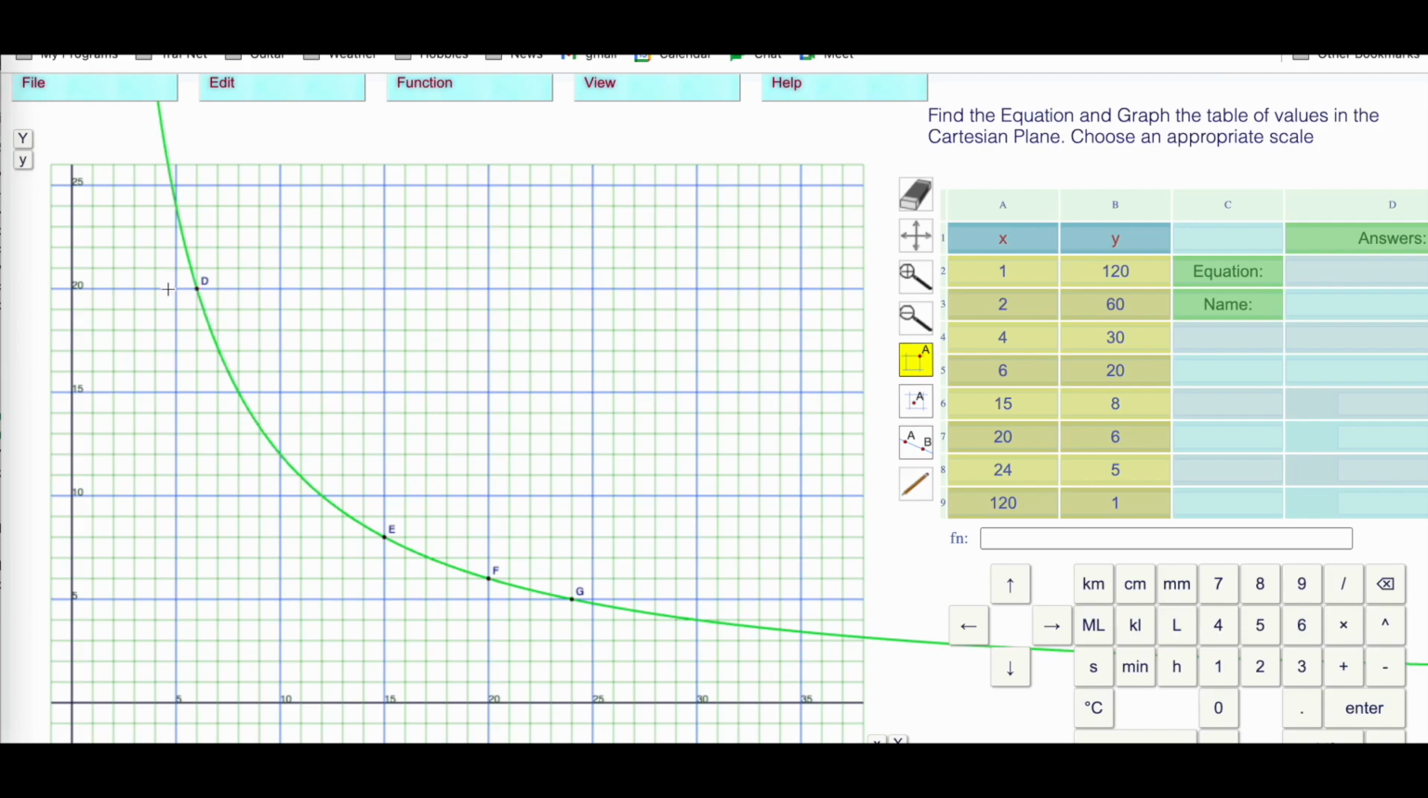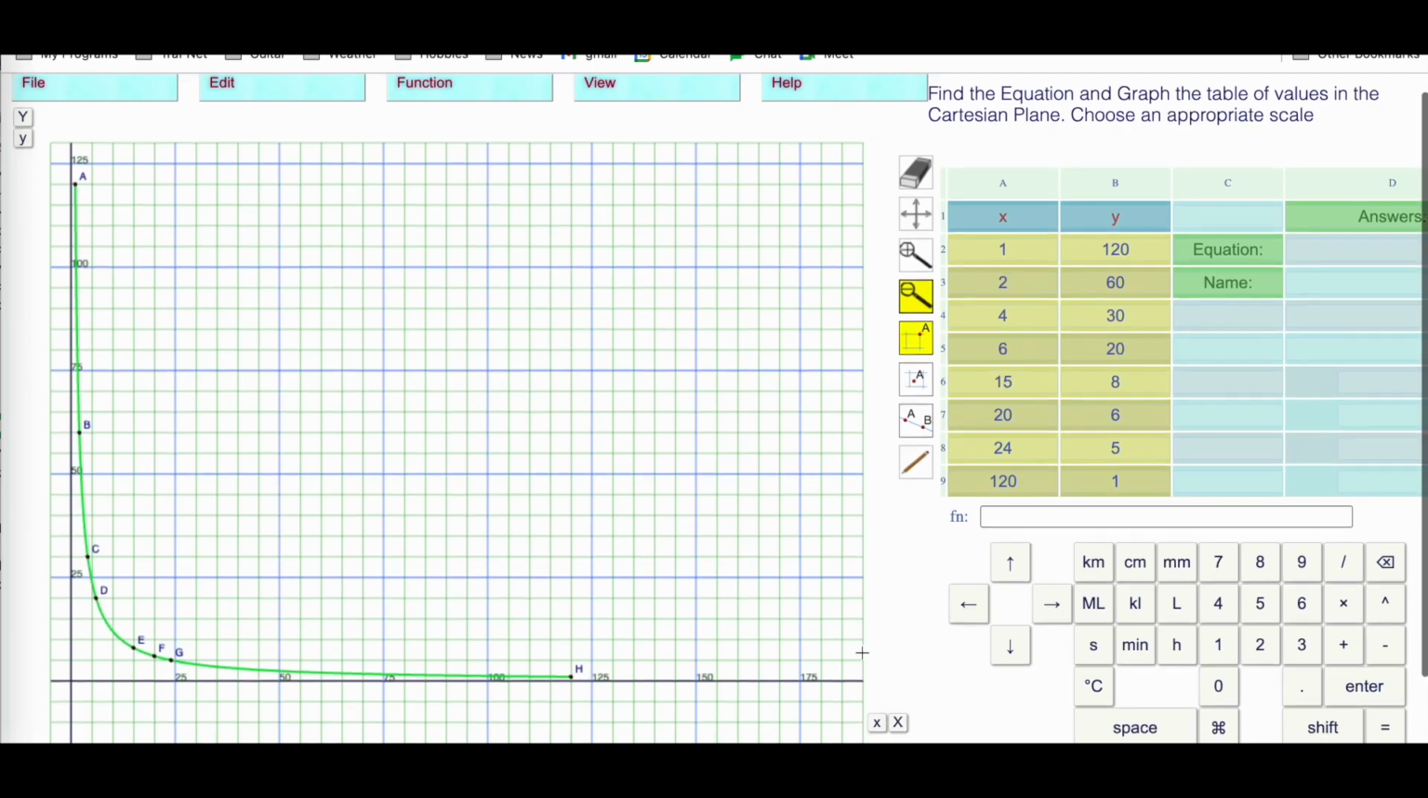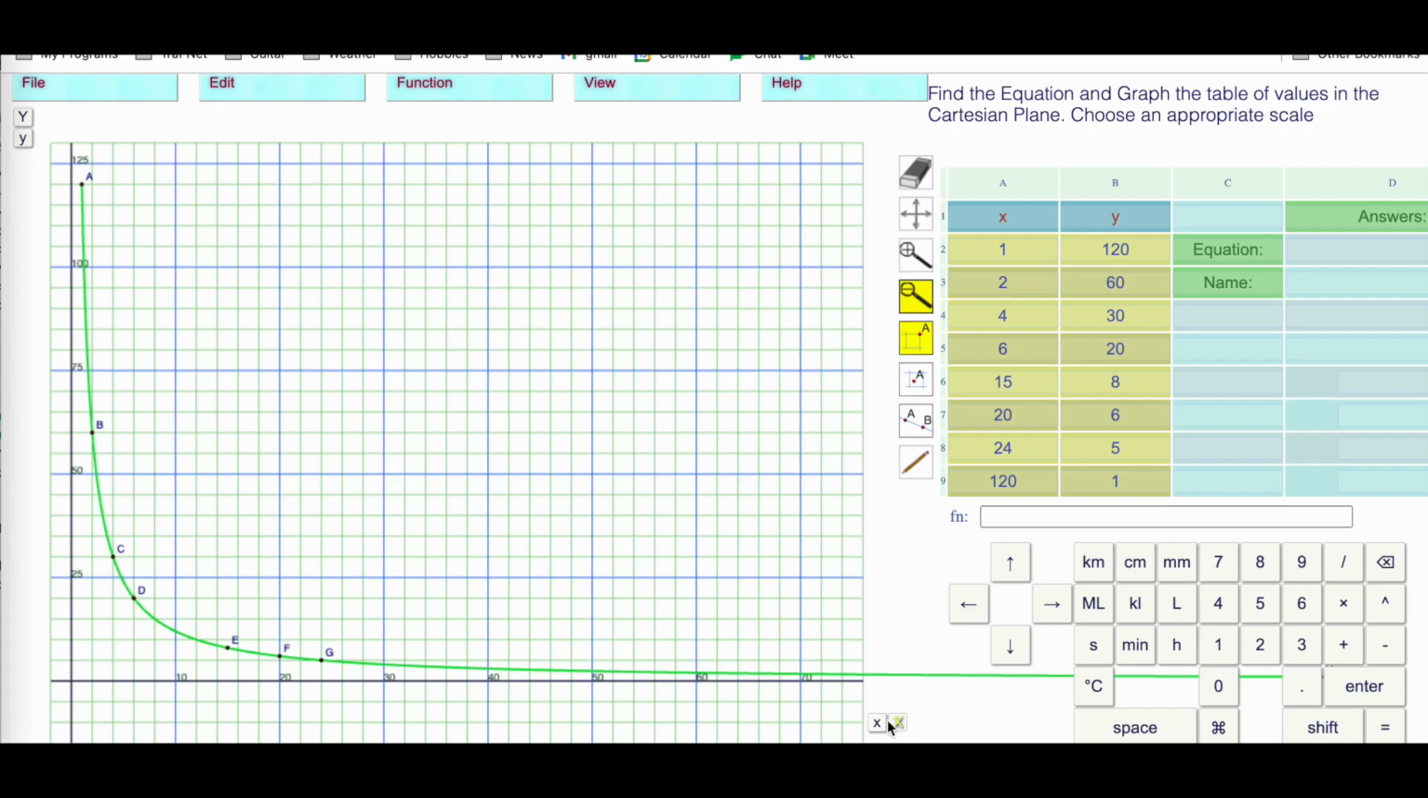Our X and Y scales aren't great because I don't see the whole curve. Zoom out tool, click on the origin. Now I can see my highest Y value and my highest X value. If I scaled up at all, like if I chose a smaller X, it would be off the screen.